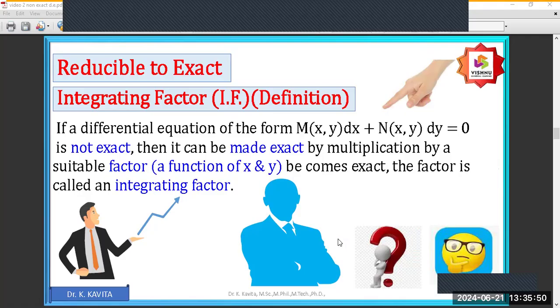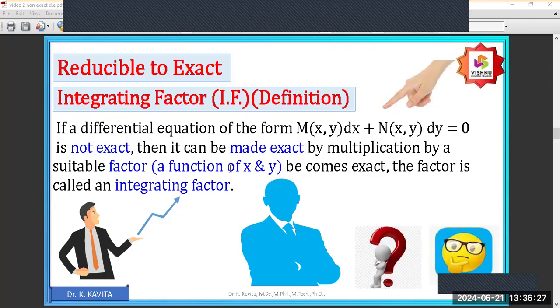Next, the fourth one, reducible to exact, integrating factor. If a differential equation of the form M dx + N dy = 0 is not exact, then obviously we need to convert it into exact by multiplying by a suitable factor, a function of x and y. That becomes the factor called the integrating factor. This integrating factor plays a vital role when we are getting the general solution.